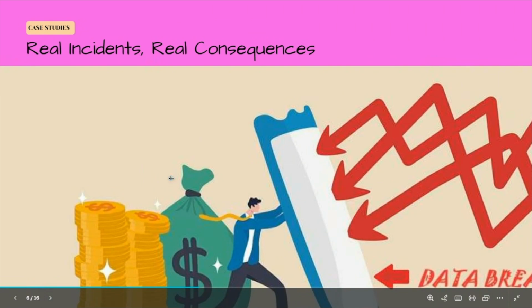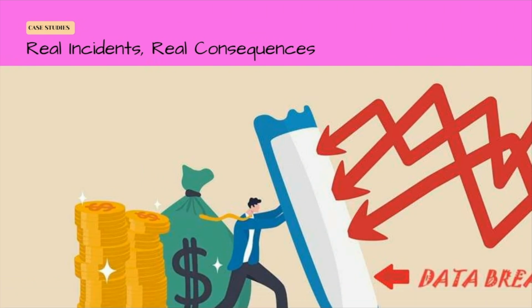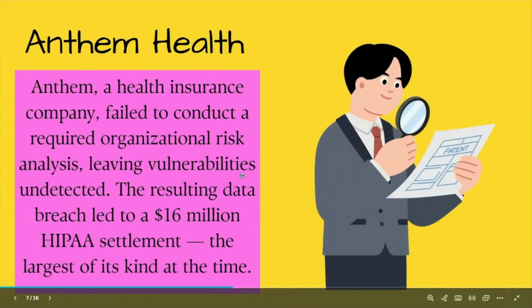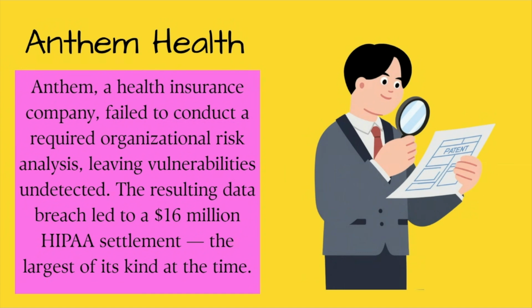So here are examples of real incidents with actual consequences. Anthem Health. Anthem Health is a health insurance company, and what happened was that they failed to conduct a required organizational risk analysis, and because of that, they had a lot of vulnerabilities in their systems that went undetected. Because those vulnerabilities were undetected, an attacker took advantage of them and exploited them, which led to a data breach. Anthem Health had to pay $16 million in a HIPAA settlement. And at the time, it was literally the largest settlement in the world of healthcare.